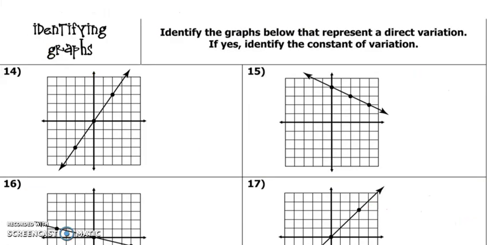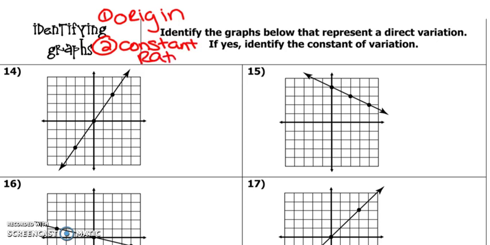Now, when it comes to a graph, it's the same thing we've been doing, but we need to check for 2 things. First, does it go through the origin? If it does not go through the origin, it is not a direct variation. And the second thing we need to check is for a constant ratio, and that ratio is y over x.